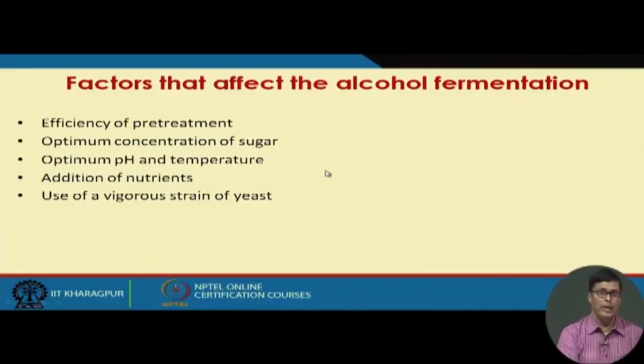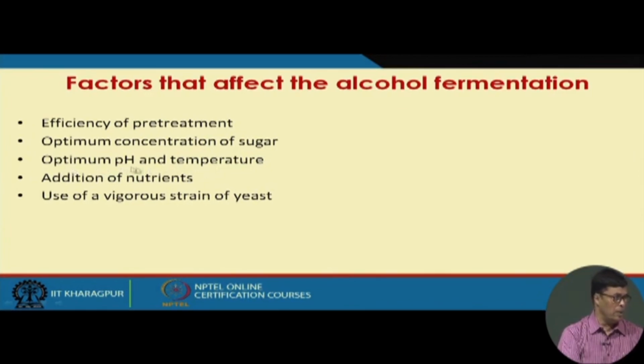Now, in this case, if we increase the ethanol concentration in the fermentation broth, we shall have to use more sugar. And if you use a higher sugar concentration, it causes some kind of osmotic pressure, and we shall have to develop an osmotolerant yeast culture, so that it can withstand the high sugar concentration. Also, it should withstand the high ethanol concentration. The osmotolerant and alcohol tolerant culture is very much required. So, the optimum concentration of sugar is very important. Then optimum pH and temperature.